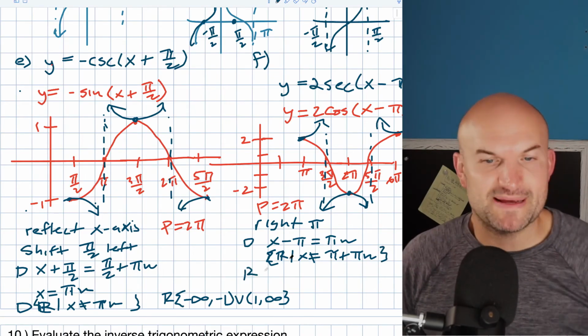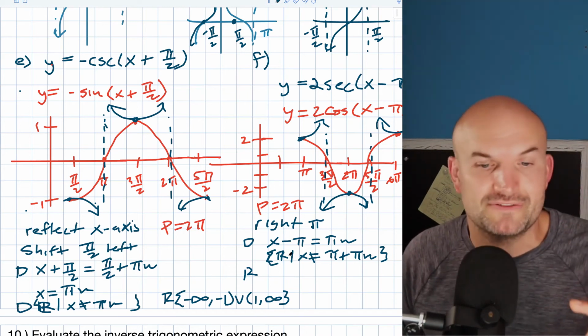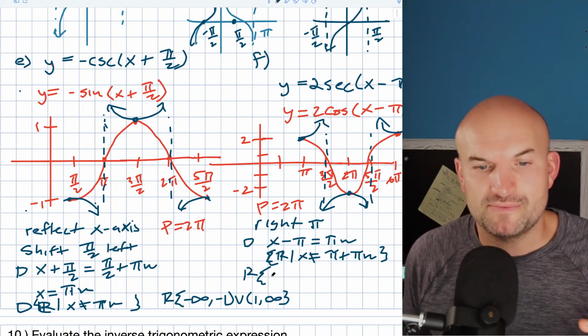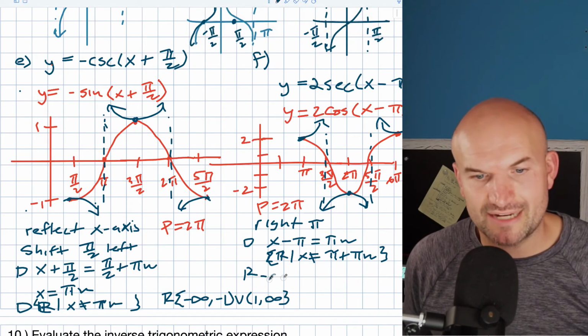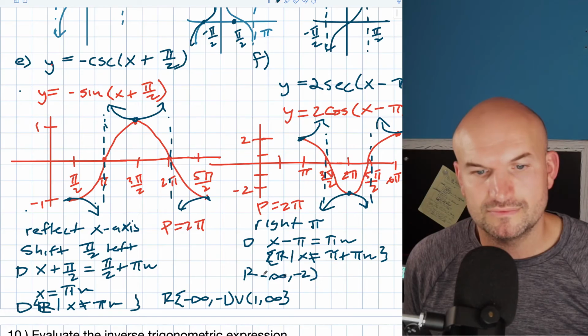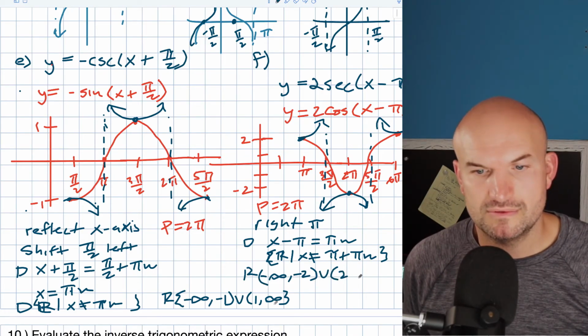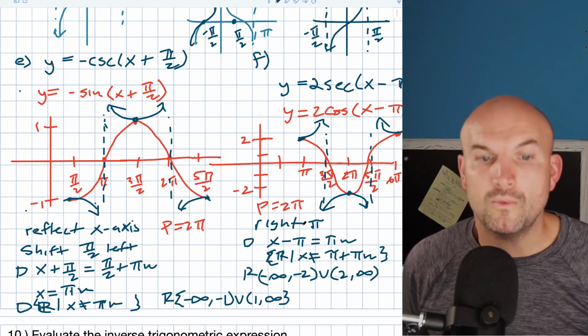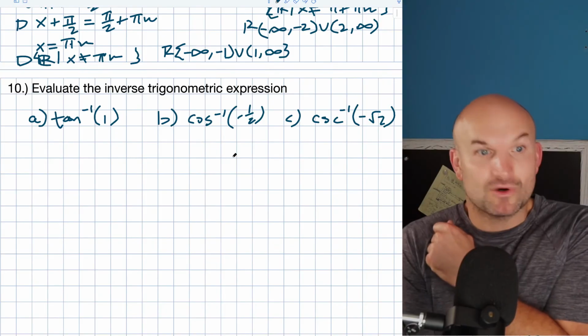And my range is basically saying how low does the graph go to how high does it go? Notice nothing's happening between -2 and 2. So my range here is going to be, using brackets, -infinity to -2, union 2 to infinity. Voila. Now let's go ahead and work on the inverse.